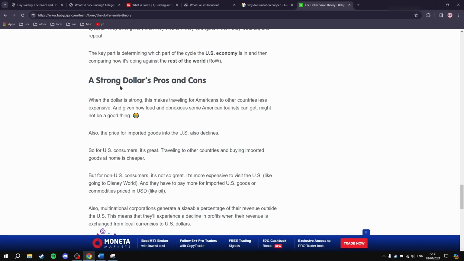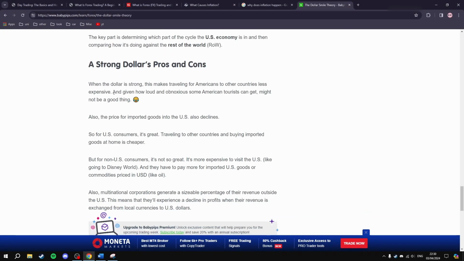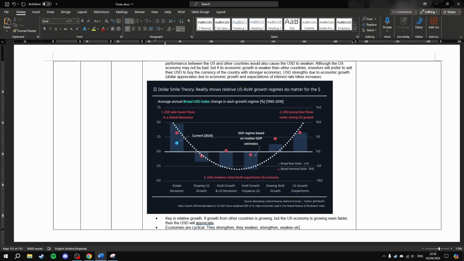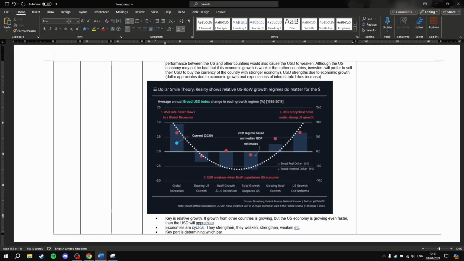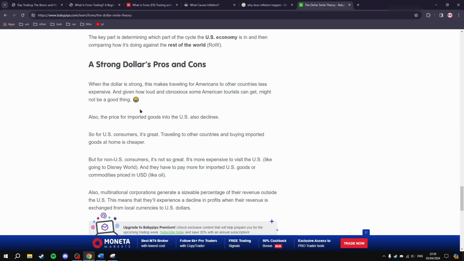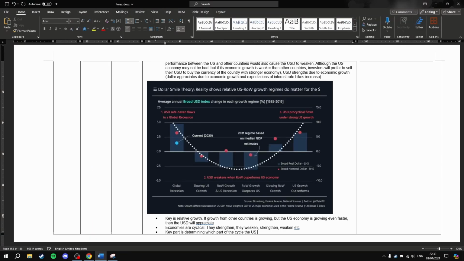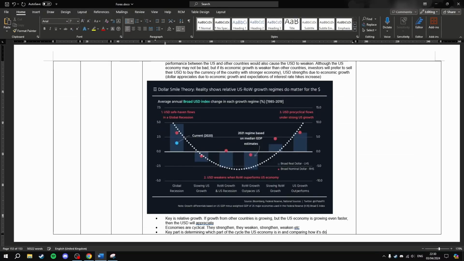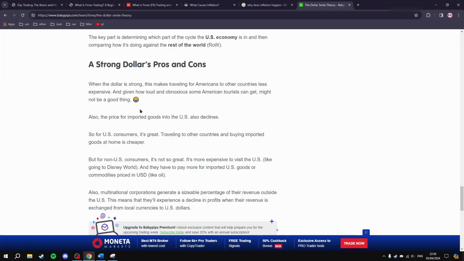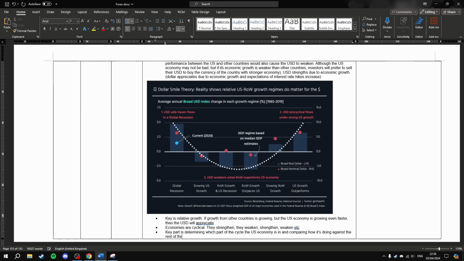The key part is determining which part of the cycle the US economy is in and then comparing how it's doing against the rest of the world.